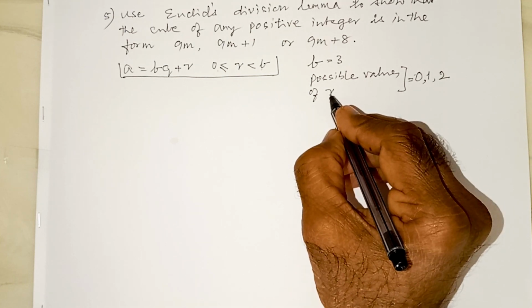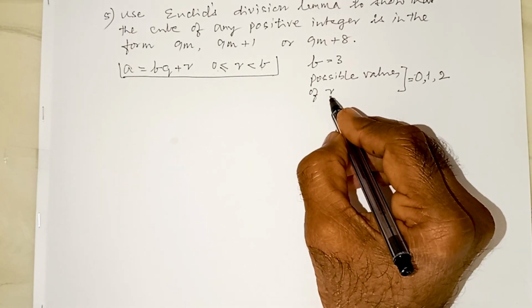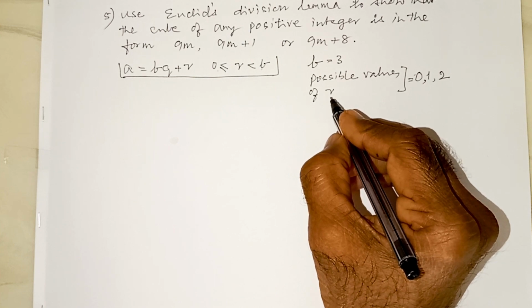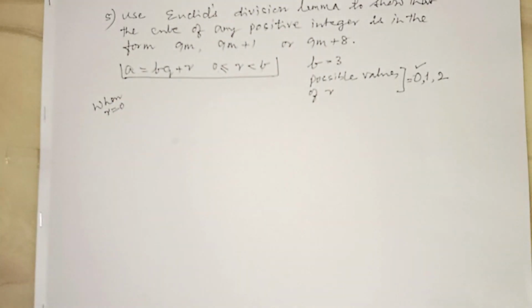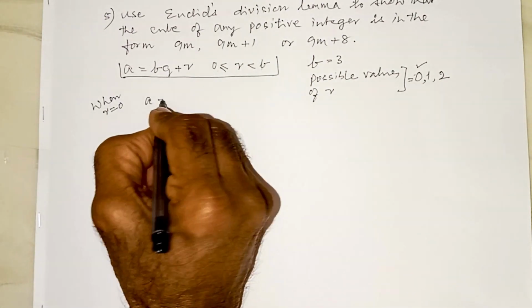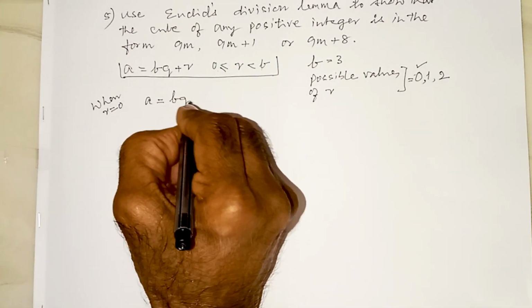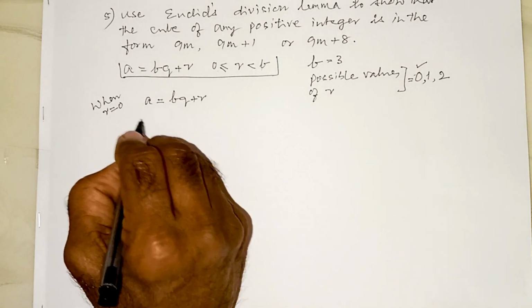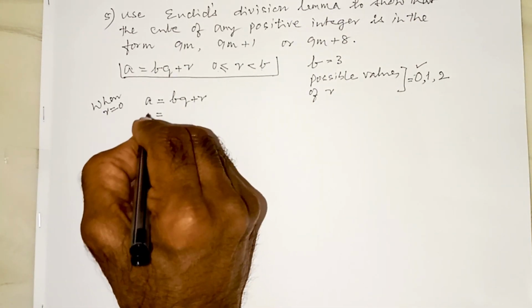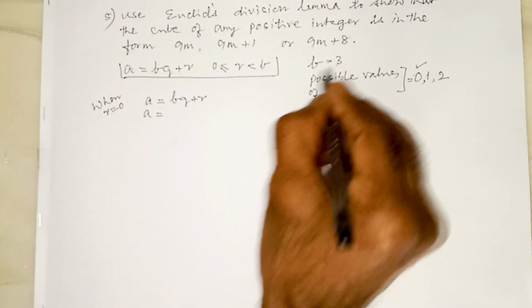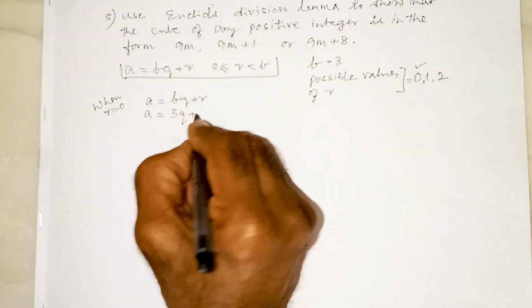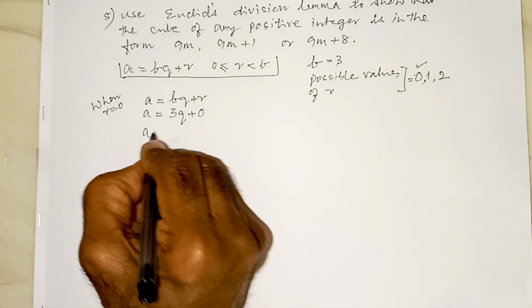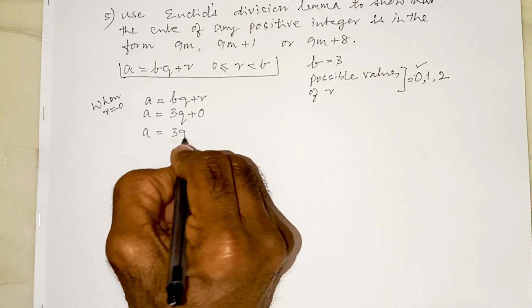r is the remainder. Now we will take the values of r one by one. Let us start with 0. When r is equal to 0, what happens? a will be equal to bq plus r. We put the value 0 for r. a will be equal to, b is 3, we write q as it is, plus r is 0. This is the first case. Therefore, a is equal to 3q.